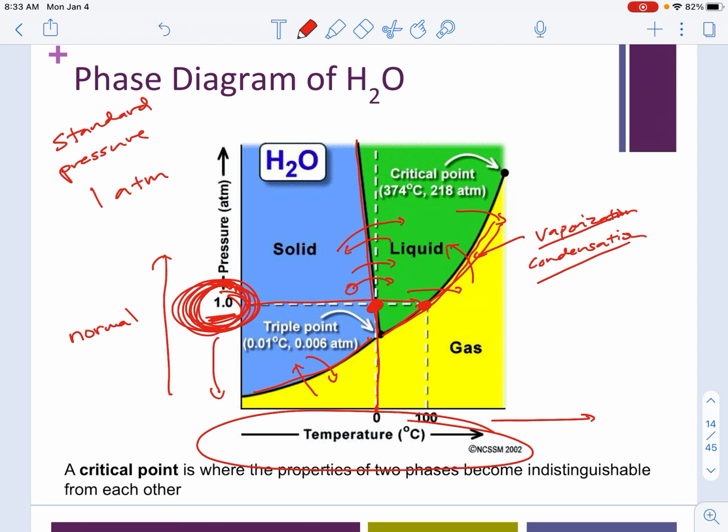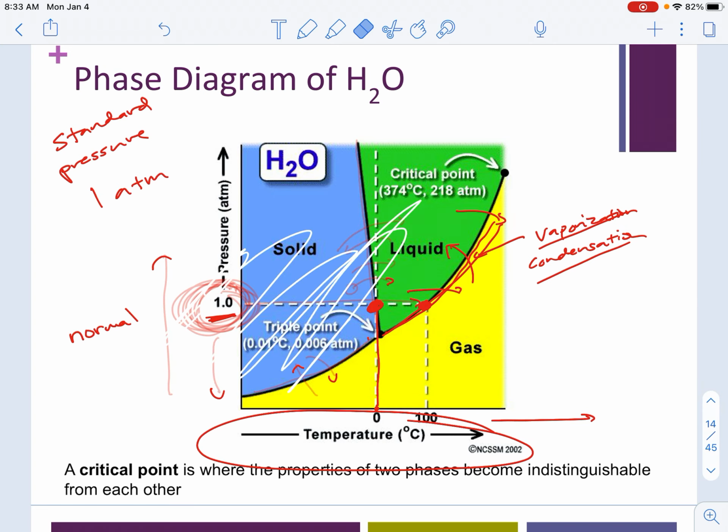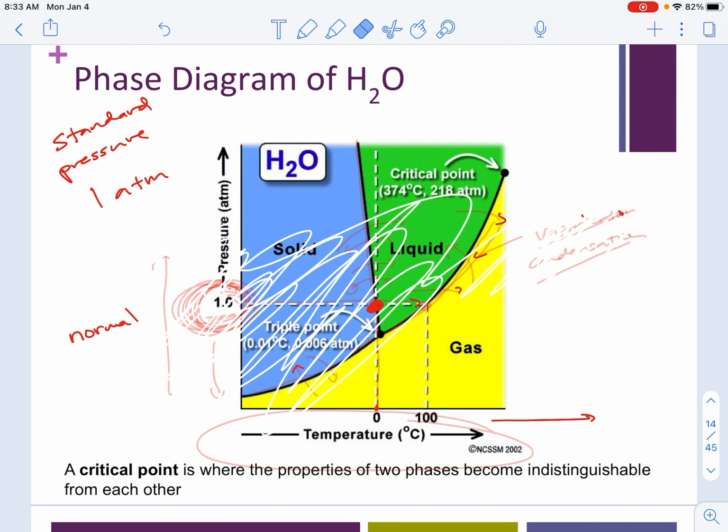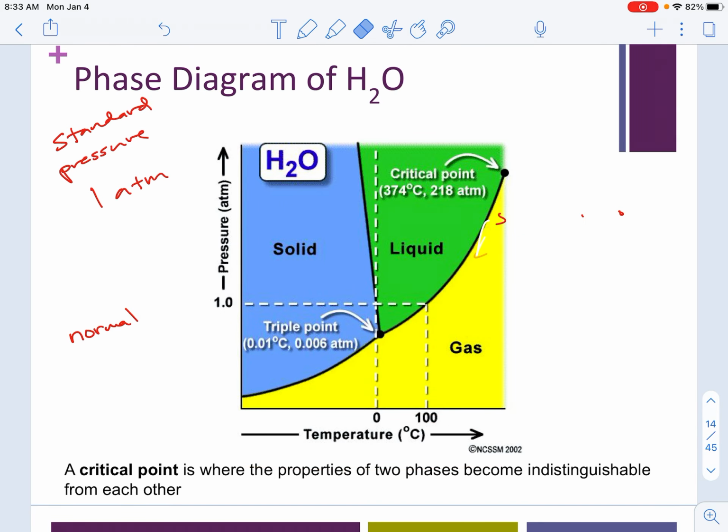The last couple of things on this diagram to be familiar with: basically this is all showing at what temperature and pressure you have a solid, a liquid, and a gas. We've talked about these different phase changes. This whole line is melting and freezing. This line right here is condensation and vaporization, and this line right here is deposition or sublimation. And 1 atm of pressure is normal.